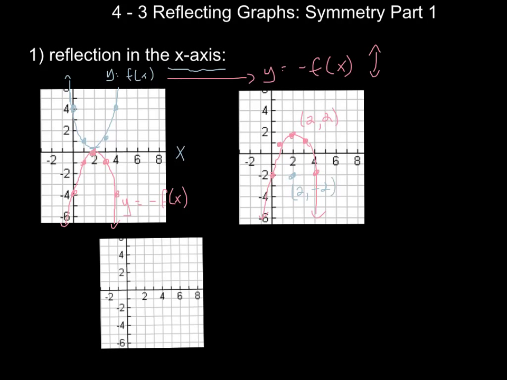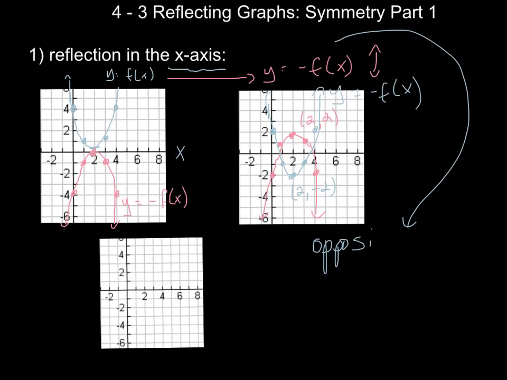Instead of (1, 1), it's (1, -1). Instead of (3, 1), it's (3, -1). Instead of (0, -2), it's (0, 2). And (4, 2). All the y values get switched. That's y equals negative f of x. So let's make that note here. This is important, put a star next to this: opposite y values when you reflect in the x-axis.